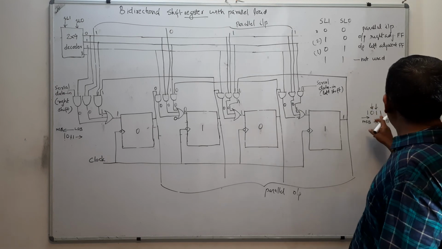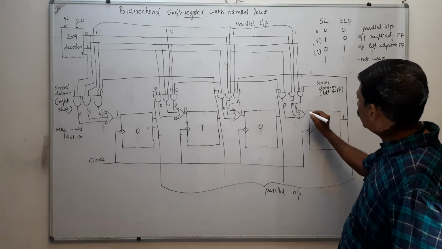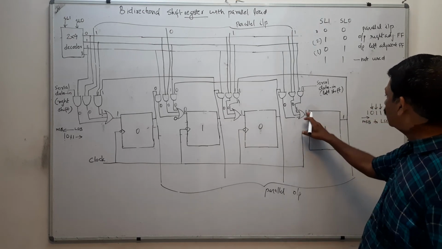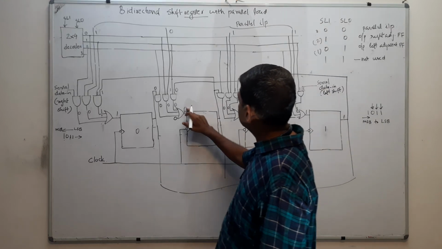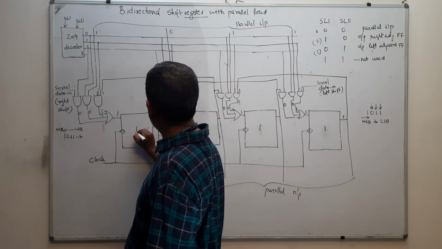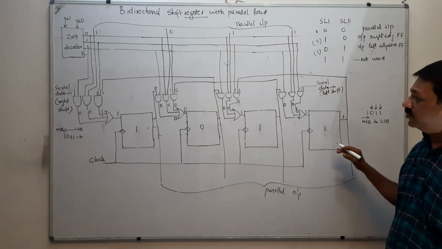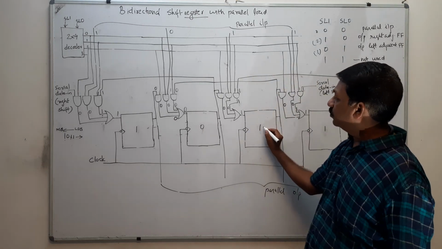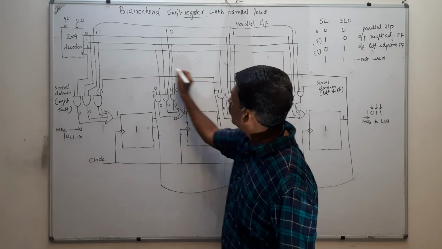Okay, now if you are providing the last 1, and that is fed here, when the clock pulse is applied, what will happen? This 1 is stored here, this 1 is stored here, this 0 is stored here, and this 1 here. That means after 4 clock pulses, 1011 is the content of these flip flops. That means the output of this is given as the input to this, the output of this flip flop is given as the input to this, the output of this flip flop is given here.